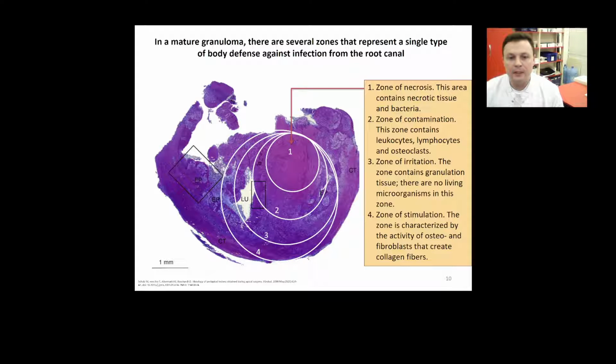Well, the first zone is the zone of necrosis. This area contains necrotic tissue and bacteria. The zone of contamination is the second one. This zone contains leukocytes, lymphocytes, and osteoclasts. Zone of irritation: this zone contains granulation tissue. There are no living microorganisms in this zone. The zone of stimulation is the fourth zone. This zone is characterized by very active osteoblasts and fibroblasts that create collagen fibers.